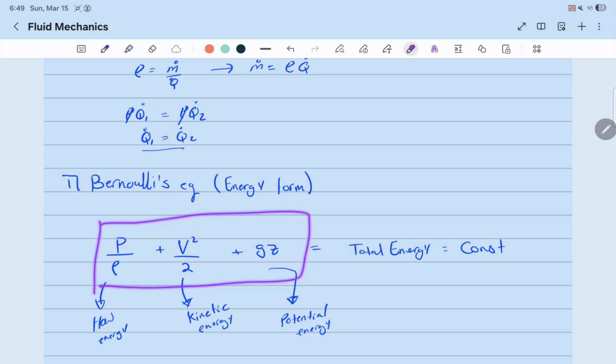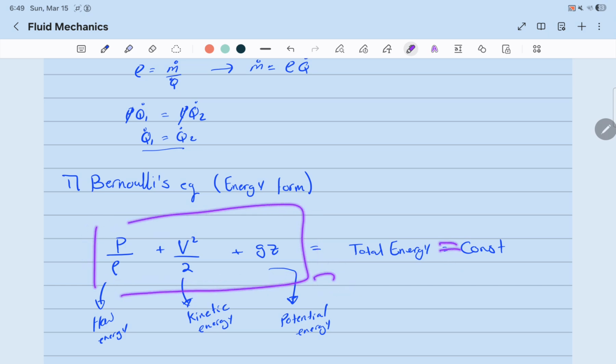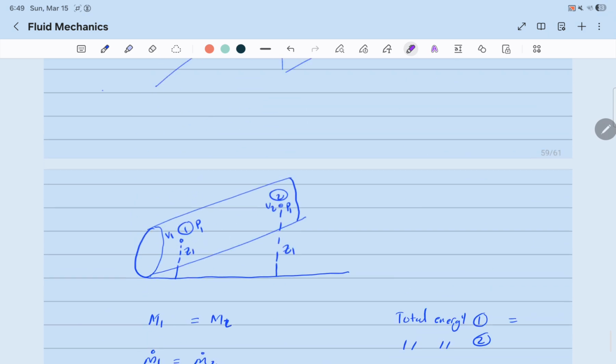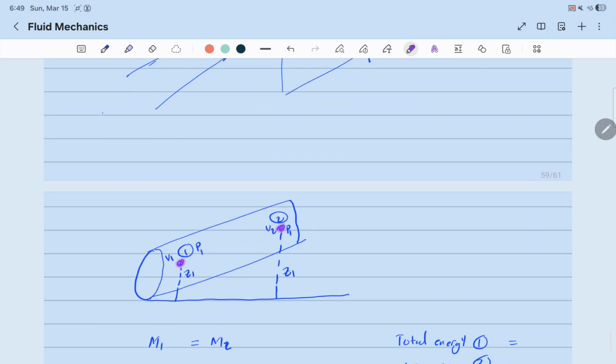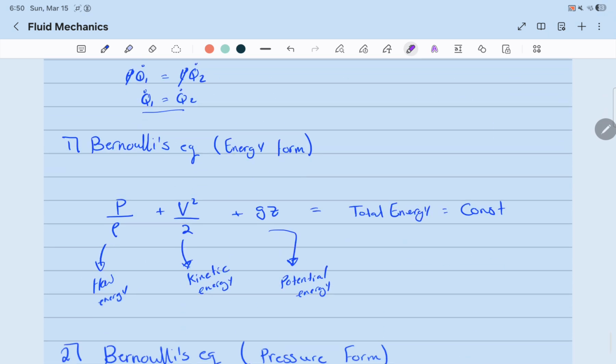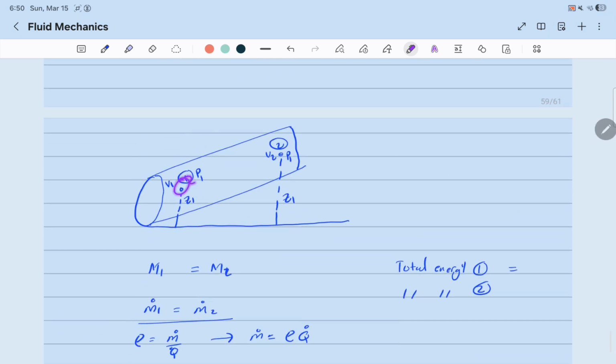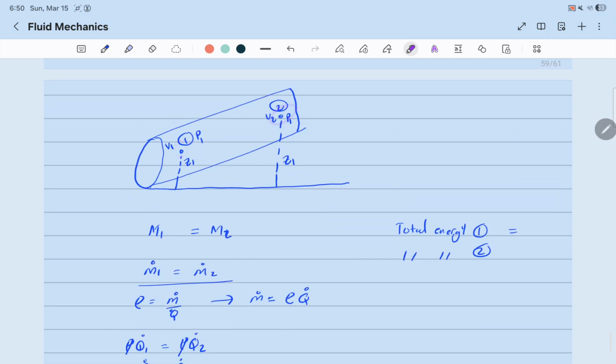So this equation for point 1 equals this equation for point 2. The only difference is going to be P1, V1, and Z1, and P2, velocity 2, and elevation 2, and so on. So that's the first form, which states that the energy at point 1 is equal to the energy at point 2. The second form is the pressure form, which states that the total pressure at point 1 must equal the total pressure at point 2.